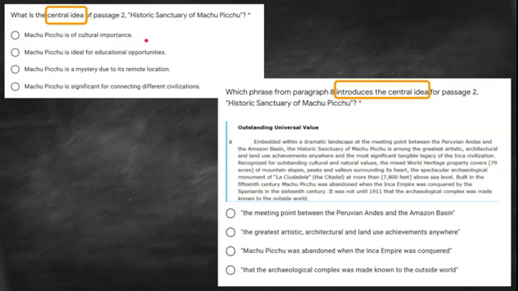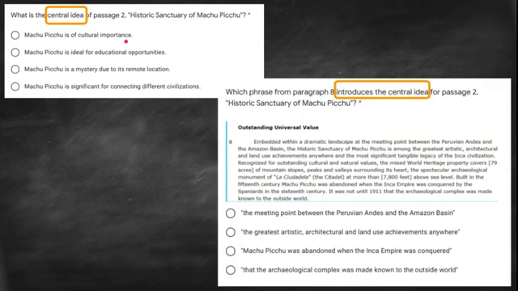That's why they don't want anything to happen to it and they want to preserve it, because it is culturally important. Okay. It's not because it's ideal for educational opportunities. It's not because it's a mystery, and it's not because it connects different civilizations. That's not correct. It is trying to tell us that Machu Picchu is very important culturally, and so therefore we need to preserve it. So, looking at this, which phrase from this paragraph introduces this central idea that Machu Picchu is of cultural importance?